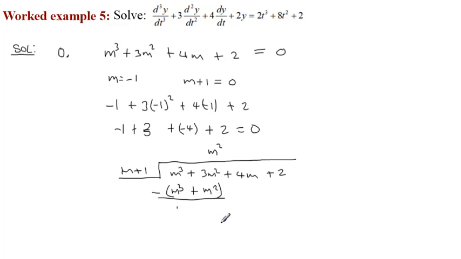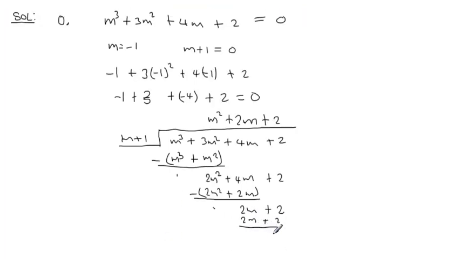Then there we get 2m squared plus 4m plus 2. Now dividing this by m, we get the 2m, and then multiplying this 2m by this factor, we get 2m squared plus 2m. Subtracting 2m squared minus 2m, we get 0, and then here we get 2m plus this 2. Now dividing this m into 2m, we get plus 2, which gives us 2m plus 2, making here the remainder 0, which means effectively this is that.